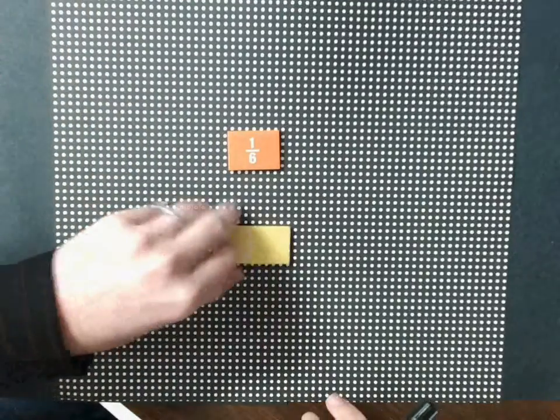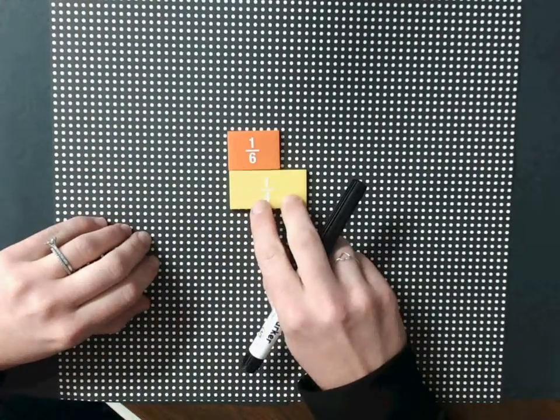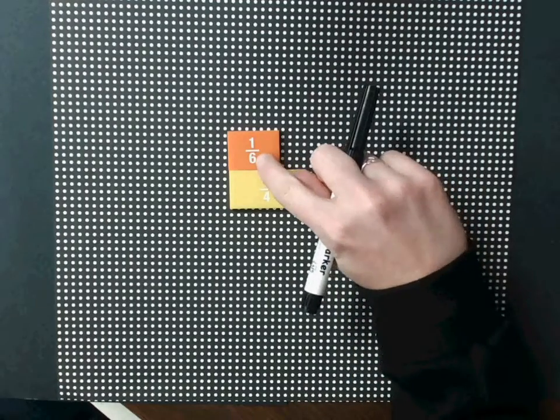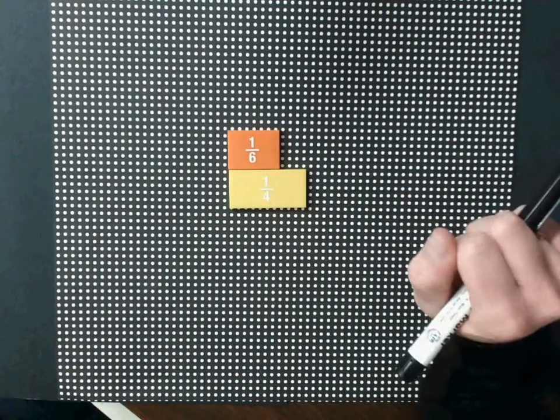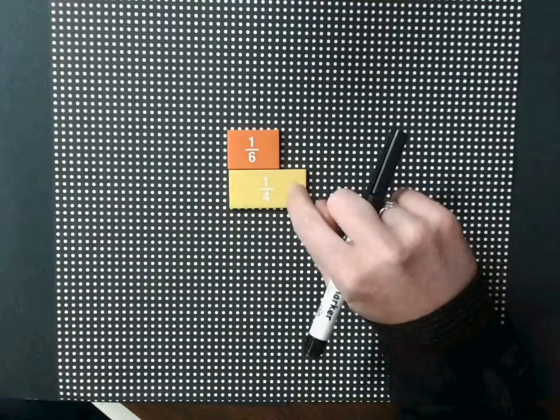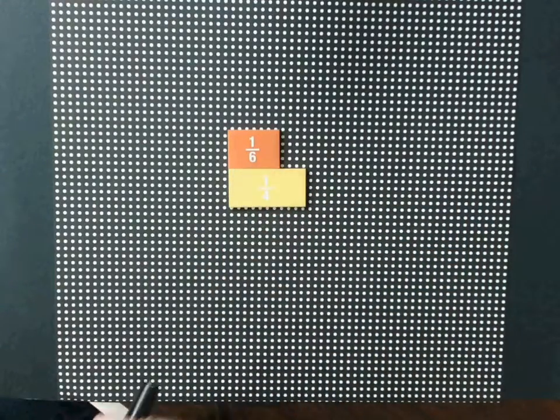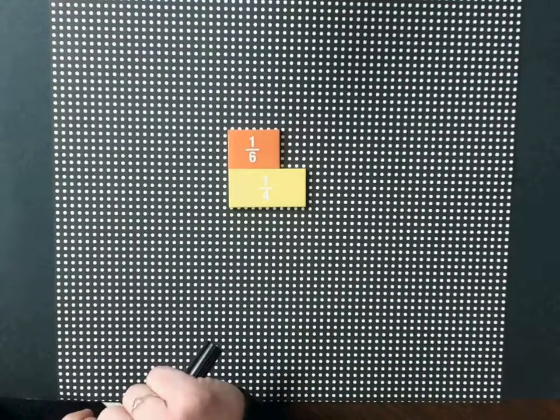When we're comparing fractions, it's important to notice the size of each section. When you see sixths and fourths compared together, you can see that the sixths are smaller than the fourths. The reason that the sixths are smaller than the fourths is because when you have your 6 in your denominator, that means that's how many sections your one whole is separated into.